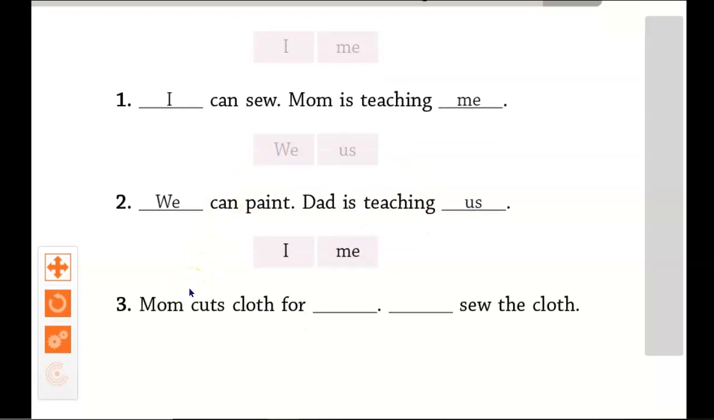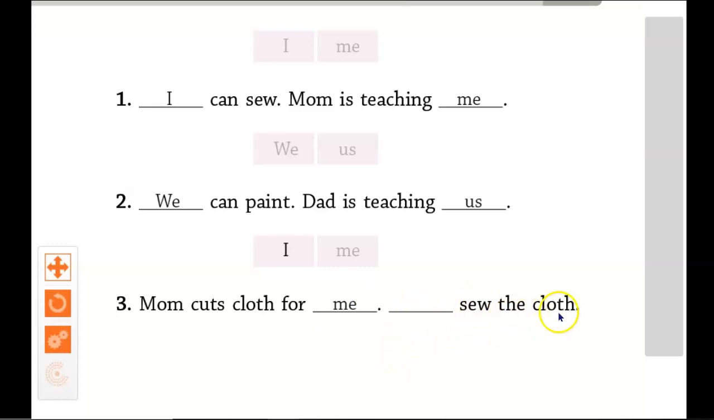That sounds funny. All right, and number 3, Mom cuts cloth for blank. Blank sew the cloth. All right, so right here we've got the noun at the front of the sentence. The noun is mom, and she's cutting something. That's her verb. And then we have cloth for. Mom cuts cloth for I. No, that's silly. Mom cuts cloth for me. Mom cuts cloth for me.